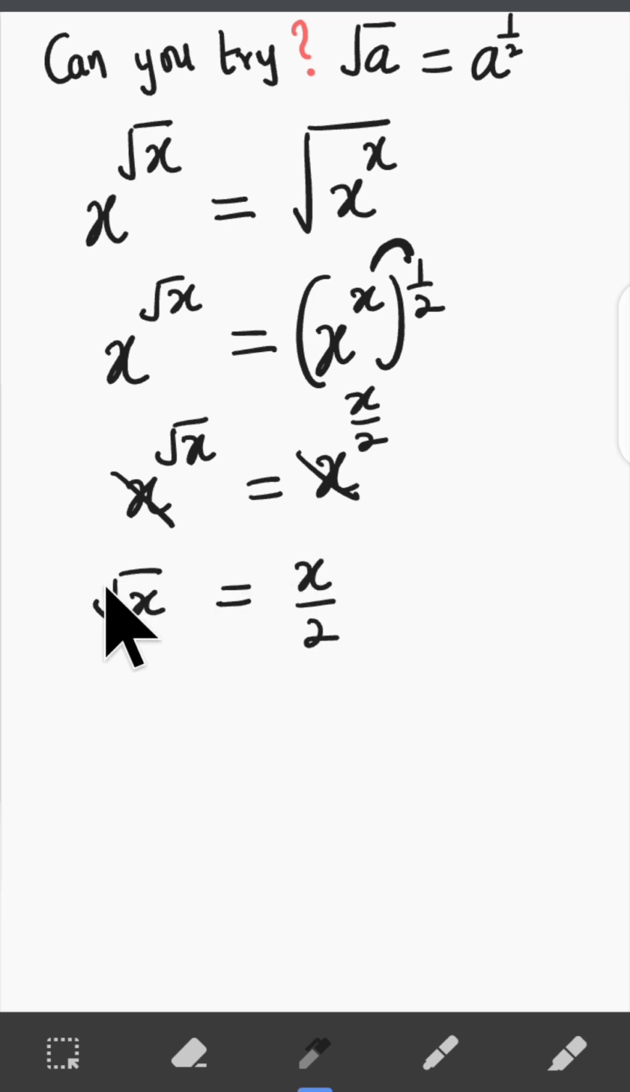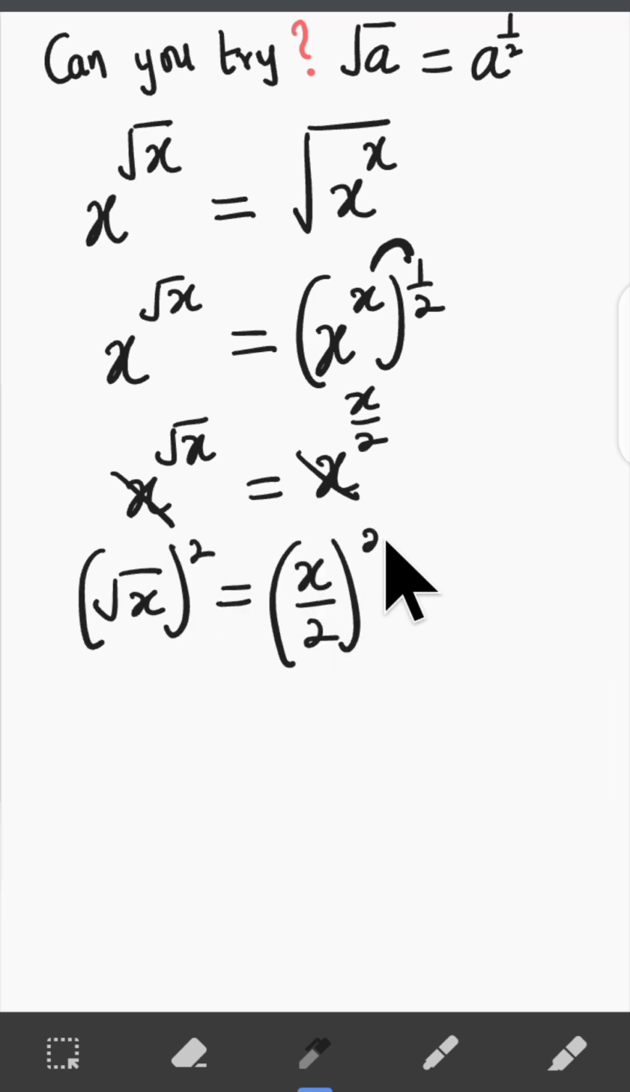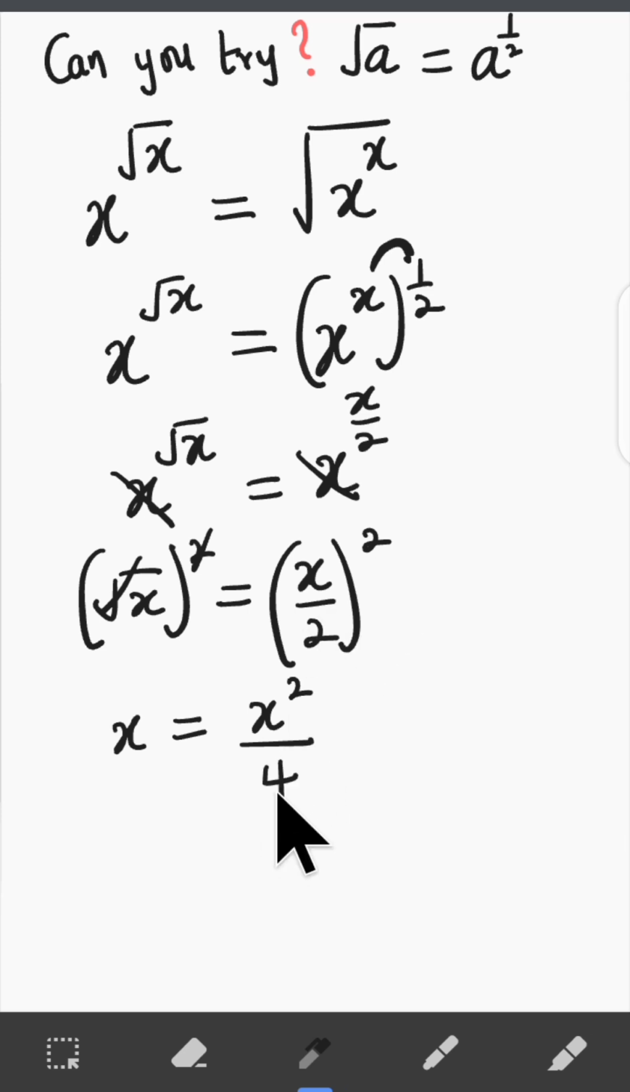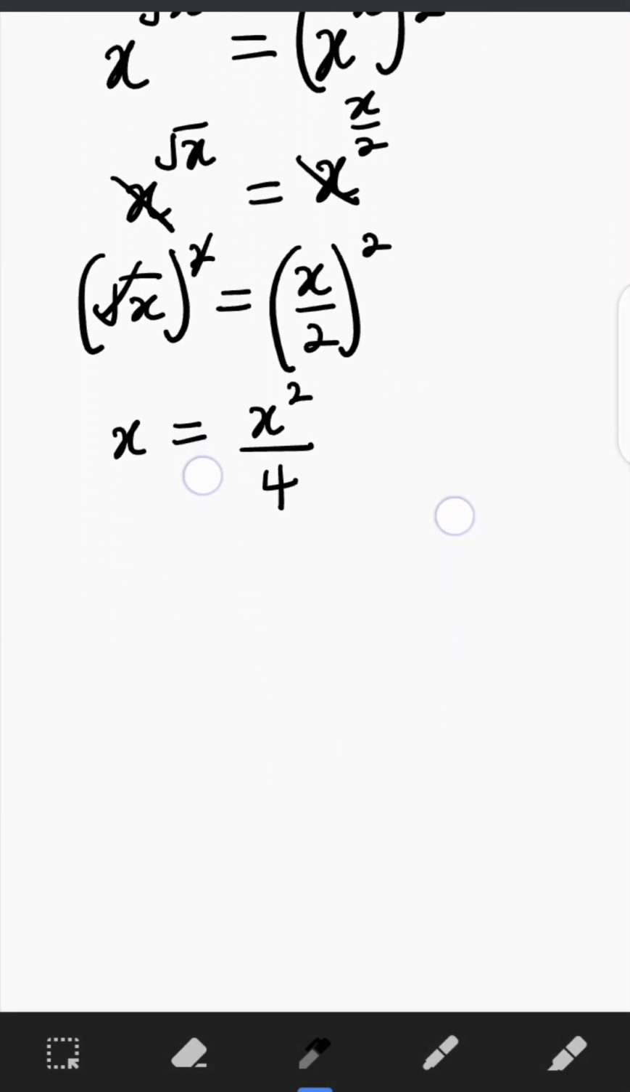Now at this very point we want to get rid of this square root here, and of course we are going to square both sides, and we square this side as well. So this square will take off this root, and we are left with x is equal to x squared upon 2 squared, which is 4, right? I hope it's clear.